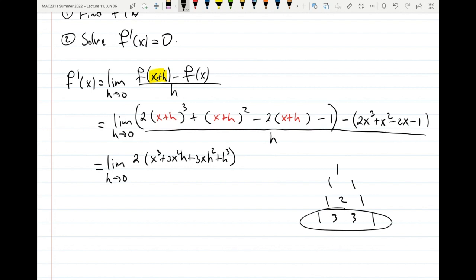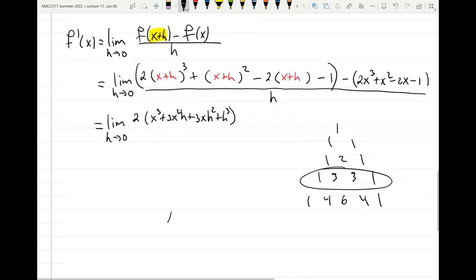This will help you if you needed to go to the fourth power, because it will be the next row. What's the next row of the triangle? 1, 4, 6. You start with a 1, then you add 1 plus 3, 4. 3 plus 3, 6. The next one, 3 plus 1 is 4, and then 1. You always have 1 on the outside. Those will be the coefficients of x plus h to the 4.